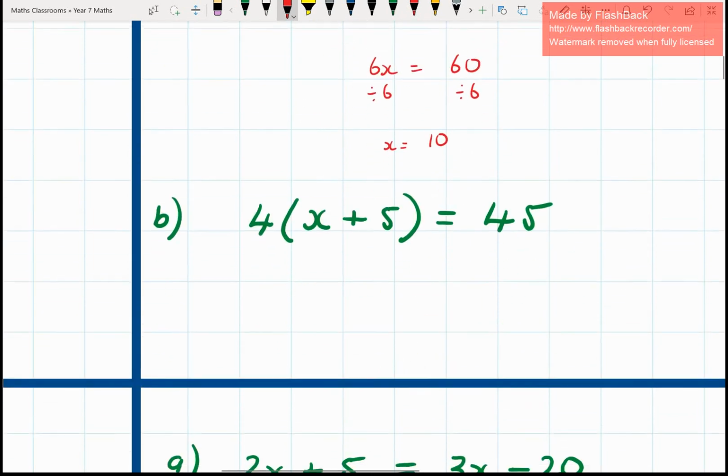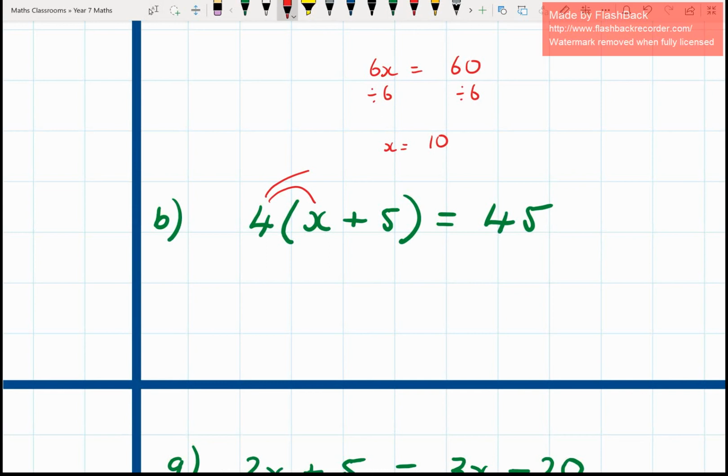On the next one, same thing. Times both things inside the bracket by the number outside the bracket. So I've got 4x plus 20 equals 45. I'm going to subtract away 20 from both sides, and I'm left with 4x equals 25.